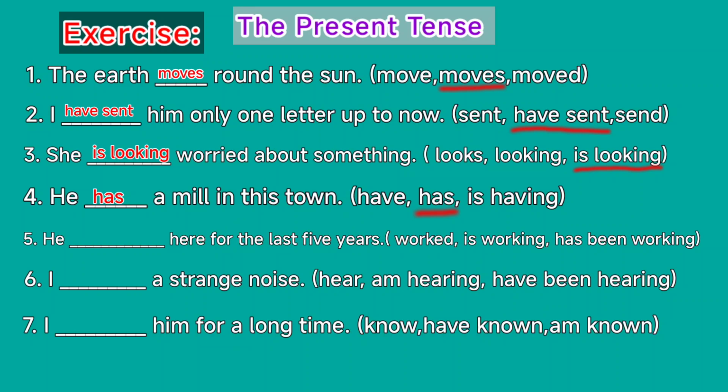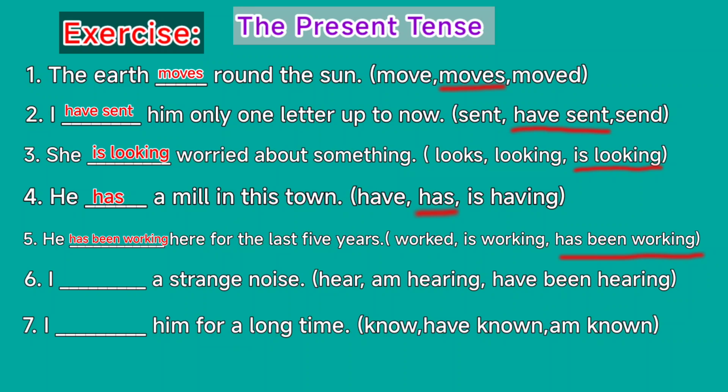Has is suitable there. He dash here for the last 5 years. For the last 5 years, period is mentioned and for. So what can be used here? Present perfect continuous tense. Period of time and for is used. So present perfect continuous tense. That is has been working is the answer.